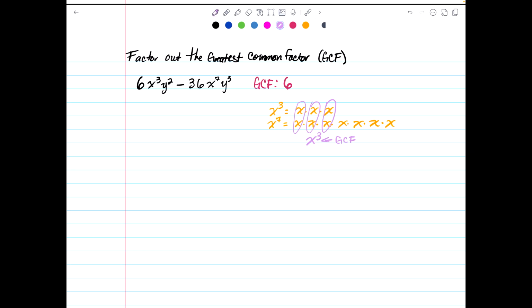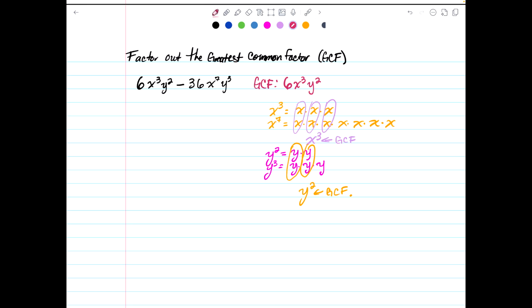And same thing with y. If I have y squared, that means I have y times y. And if I have y cubed, that means I have y times y times y. And the common 2 y's would be our greatest common factor. So y squared is our greatest common factor. So then our greatest common factor is 6x cubed y squared.